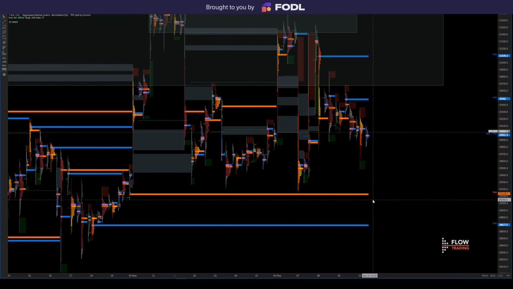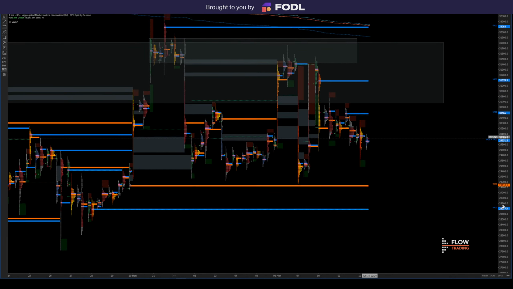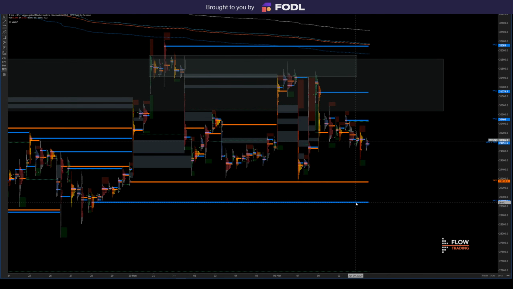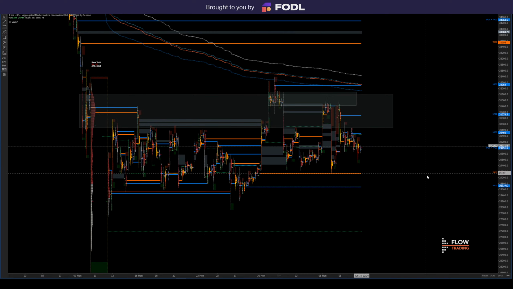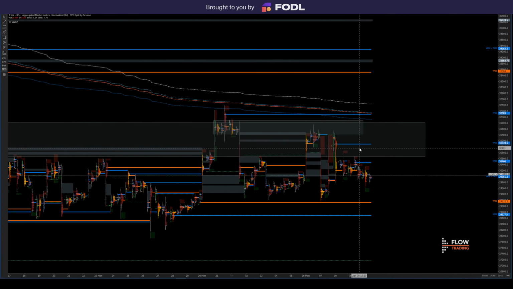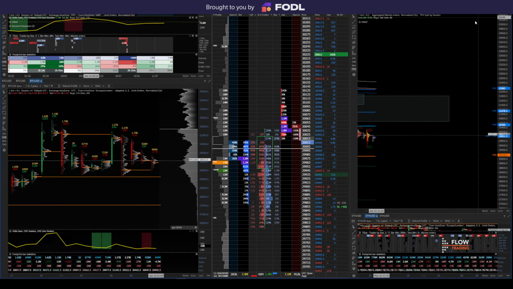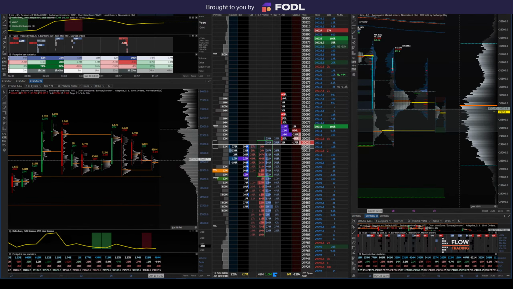Okay, and then we've got this one that has been tapped already. We've got that naked point of control, also a session one, right about 28,600, and we've got the other one a little bit lower, way down here at 27,000. But that's kind of overcomplicating it too much. I think you guys get what I'm trying to say.